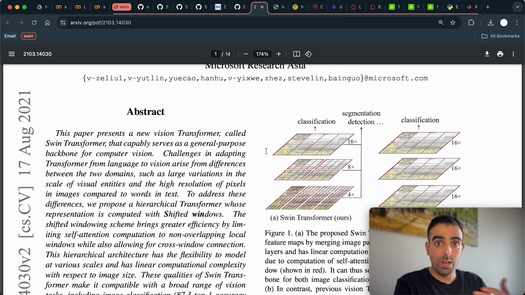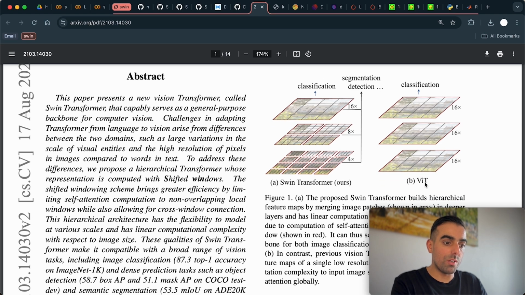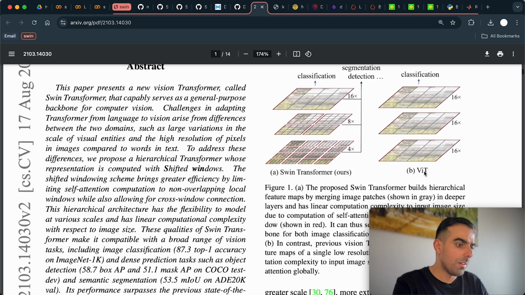So the hierarchical structure, which was used before, was the motivation behind the Swin Transformer, because it was missing in the original ViT. The original ViT did not have the growing windows or shifting windows. They only have patches, and you set the size of the patch at the very beginning as a hyperparameter.